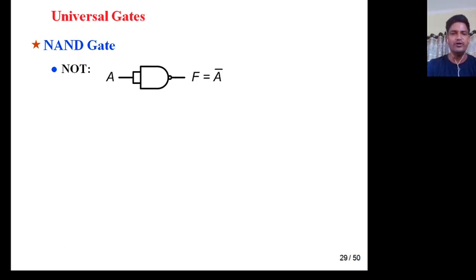How will you implement a NOT gate by using a NAND gate? You are already aware A dot A equal to A, it is the idempotent theorem. Suppose one input is A and another input is again A, then A dot A equal to A, then the whole complement, so F equal to A dash. Suppose you have to implement a NOT gate by using a NAND gate, just make a common input.